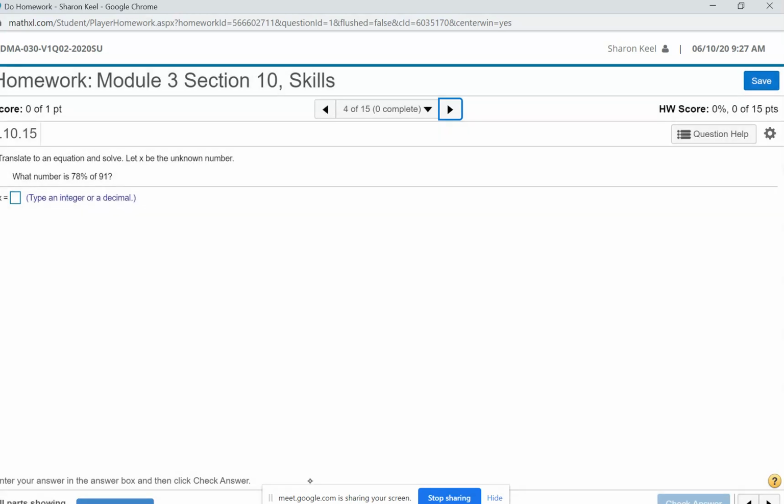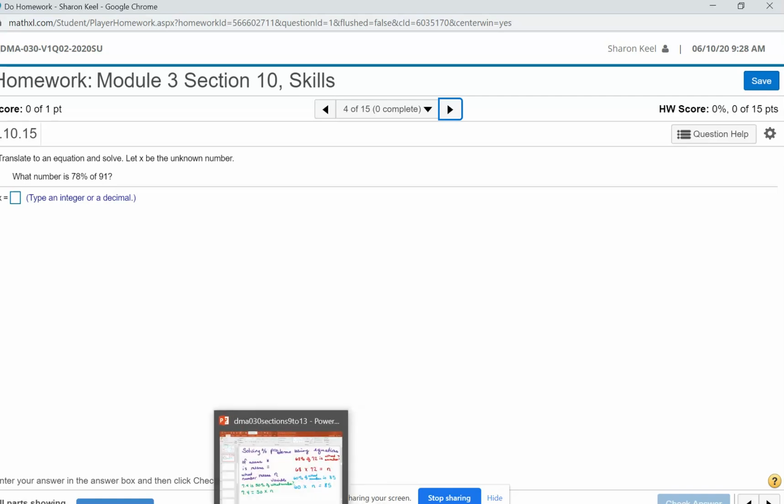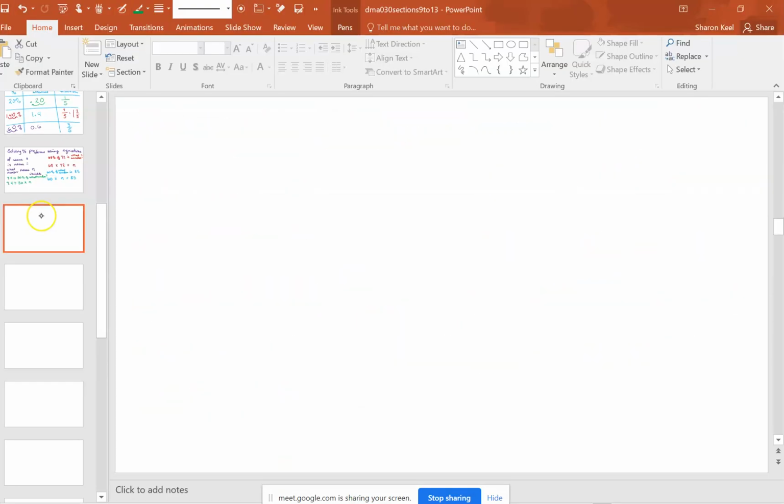Once you move to number 4, notice it says translate to an equation and solve. Let X be the unknown number. And here it says X equals, and you're given your solution as a whole number or a decimal. So what number is 78% of 91? Now let me show you how I like to set these up.